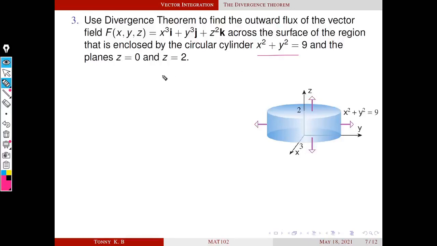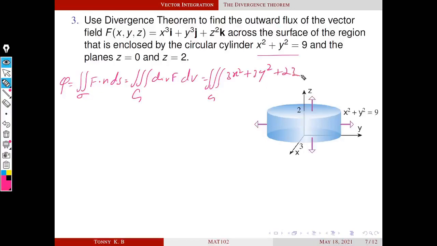So how to find flux? This is the formula. And what about div F? That is 3x square plus 3y square plus 2z dV. Then how to evaluate this triple integral? Because here we have to integrate over a cylindrical shape, it is better we use cylindrical coordinates instead of Cartesian coordinates. What are cylindrical coordinates? In cylindrical coordinates, x is equal to r cos theta, y is equal to r sin theta, and z is z itself. There is no change in z.